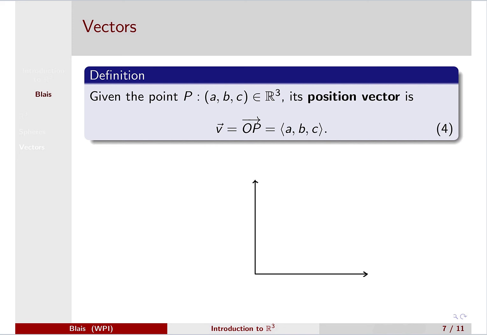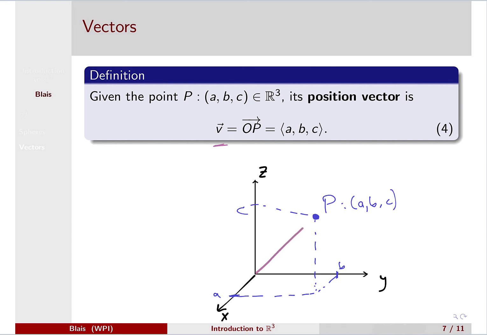So for example, if we have the point P in R3, and it has coordinates A, B, C, then the vector V is the position vector for P when we define it with coordinates A, B, C. So you can think of it as the vector pointing from the origin to the point P.